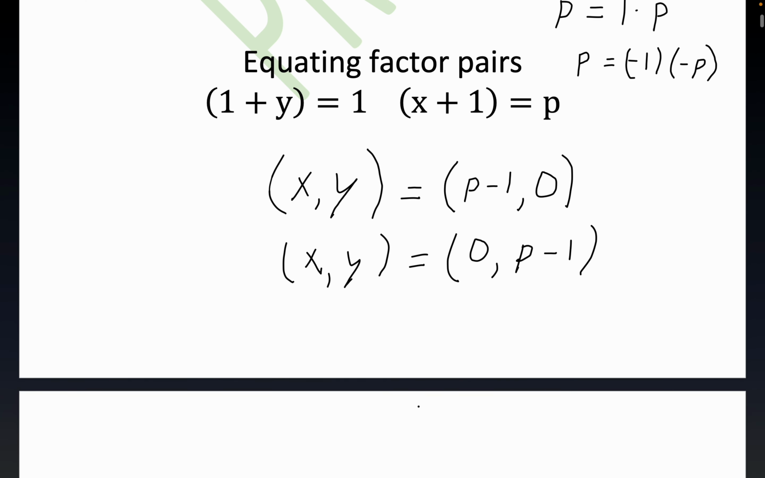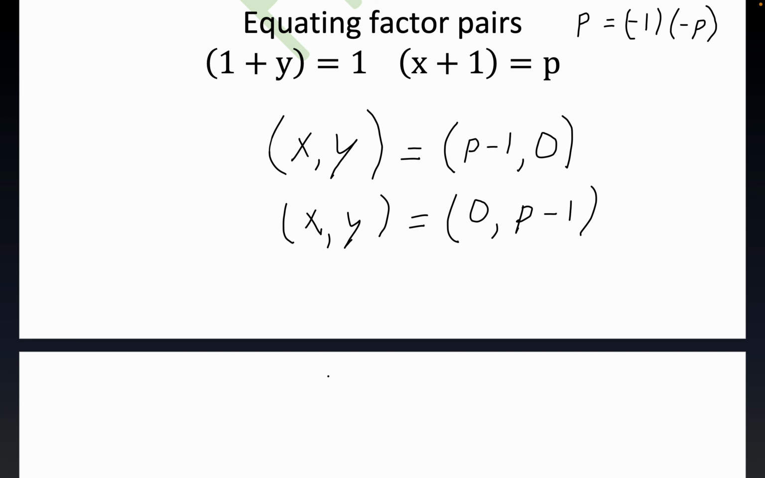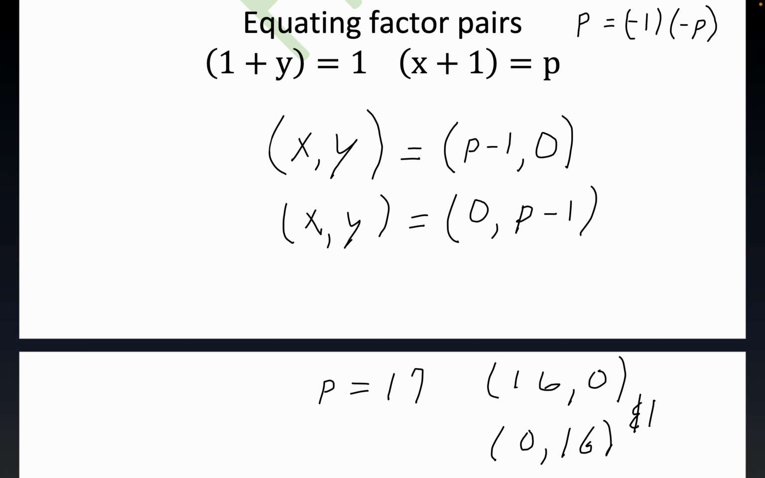Now, a concrete example would be if p were, let's say, 17. If p were equal to 17, the solutions would be (16, 0) and (0, 16). Those would be the closest solutions to having a member of N cross N, right? But again, neither one of these is a member. Okay, I'm almost out of room here. Neither one of these is a member of N cross N.